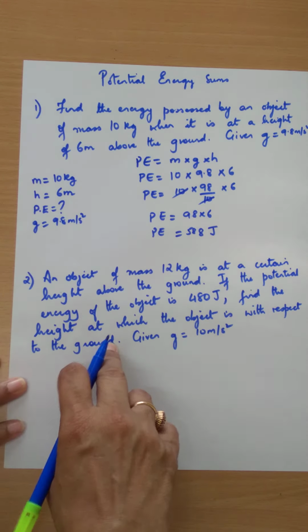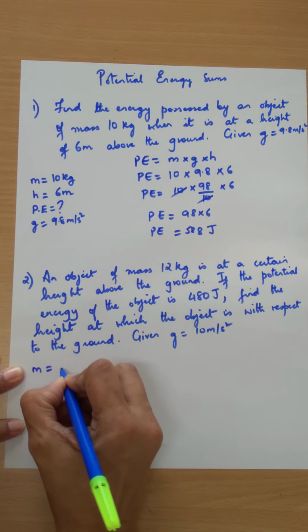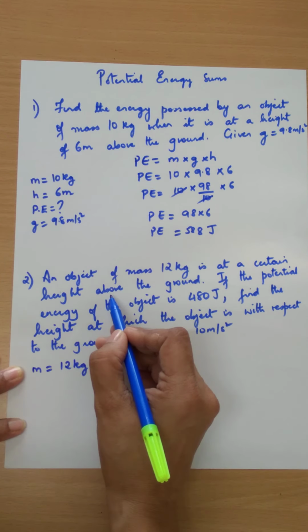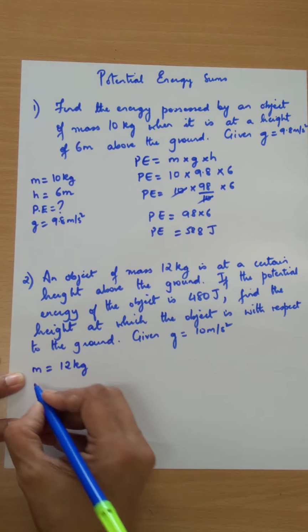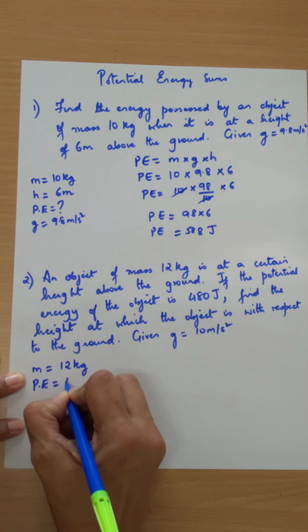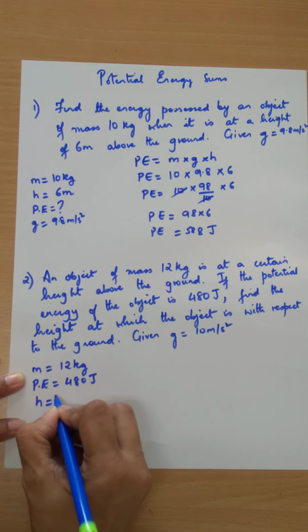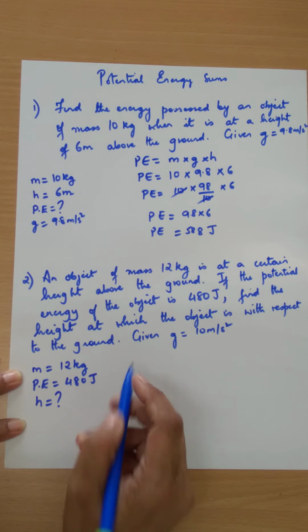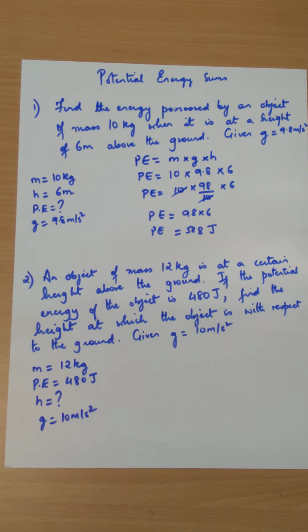Now we come to the next one. An object of mass 12 kg, so m is equal to 12 kg, is at a certain height above the ground. If the potential energy of the object is 480, so potential energy is 480 joules, find the height. You have to find h at which the object is with respect to the ground, and given g is 10 meter per second square. So here the value of g is given. If it's not given, you take it as 9.8.